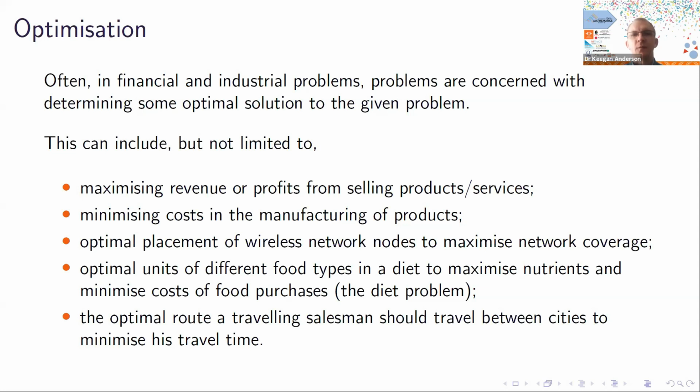optimal placement, say, of wireless network nodes to maximize network coverage and minimize power consumption of these wireless network devices, optimal units of different food types in a diet to maximize nutrient intake and minimize the cost of food type purchases. This is called the diet problem. And lastly, trying to determine an optimal route a traveling salesman should travel between cities to minimize travel time and maybe maximize his revenue from selling his wares.